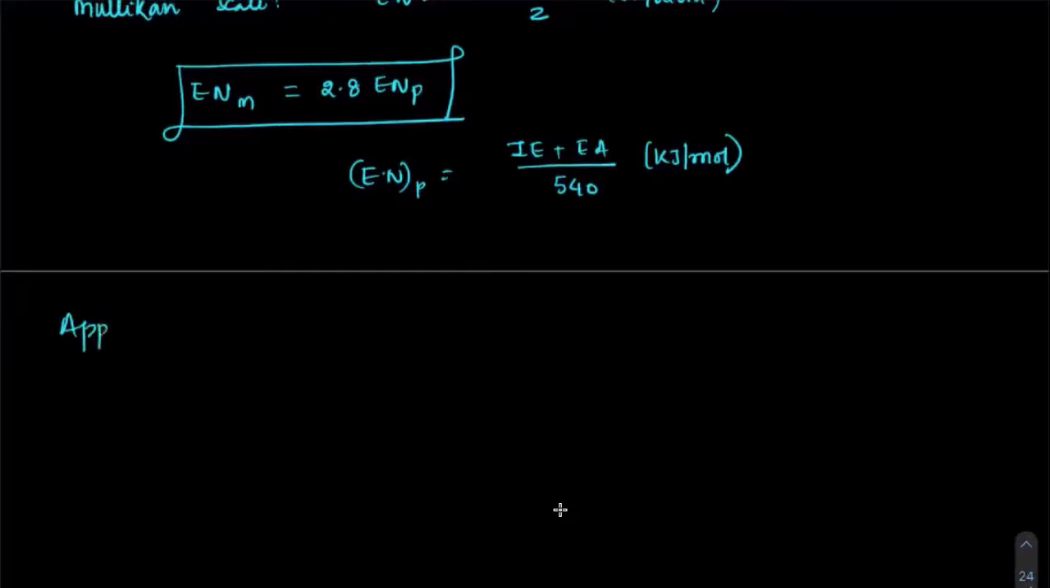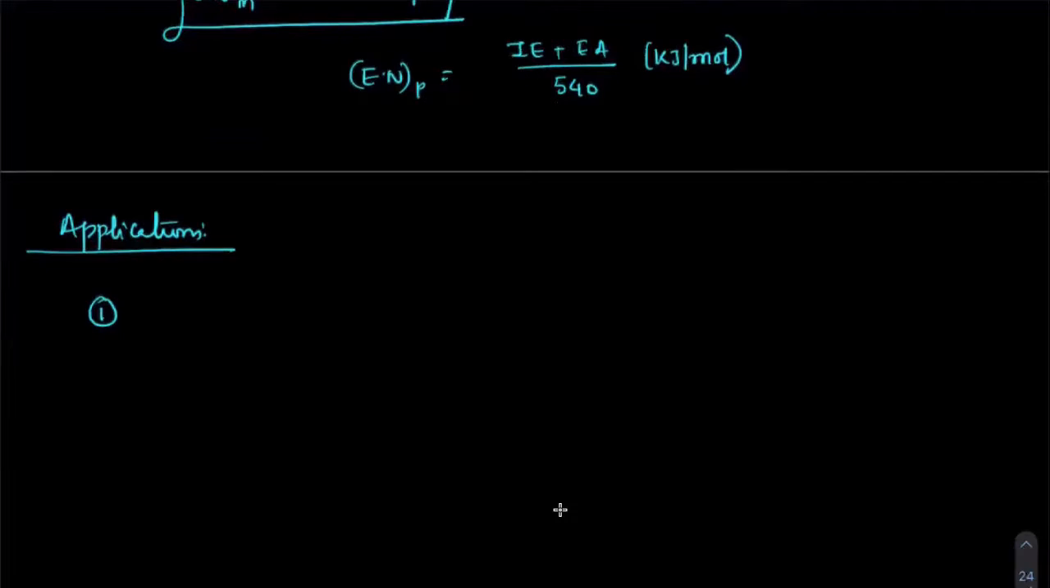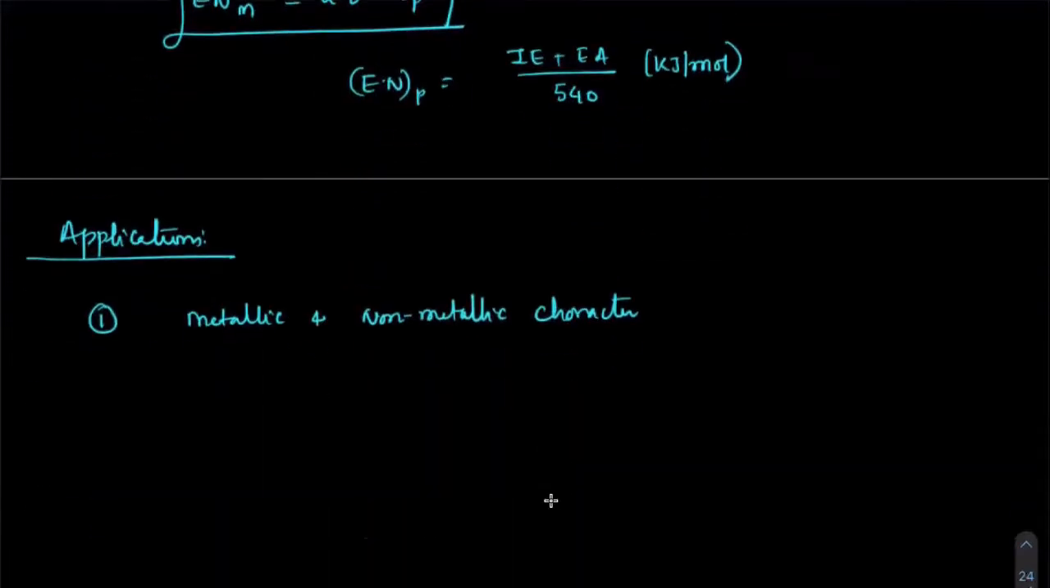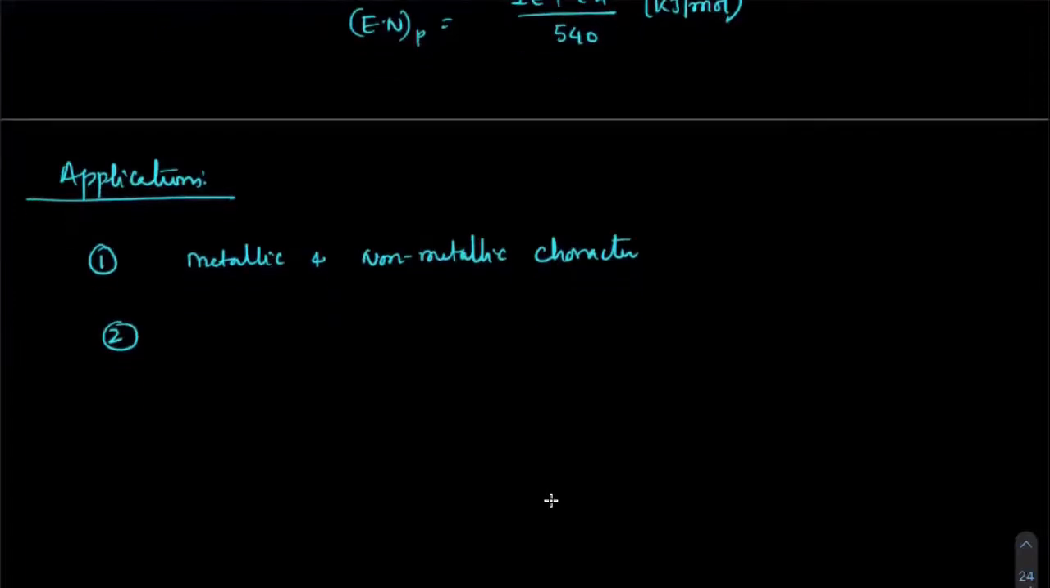Electronegativity has the most applications in periodic properties. The first application is that it tells us metallic and non-metallic character. We just checked this out. Anything which is less than hydrogen has more metallic character. If it is greater than hydrogen, it has more non-metallic character. Second, down the group, most of them become metallic because their electronegativity is less than hydrogen.